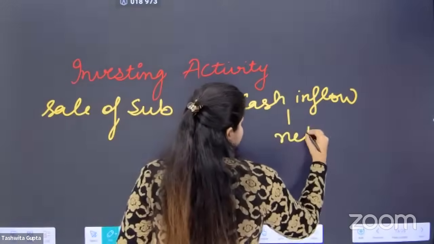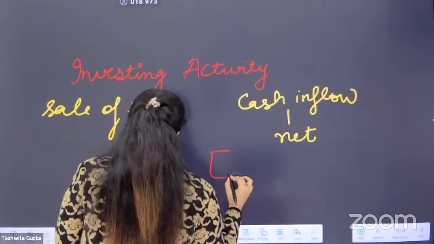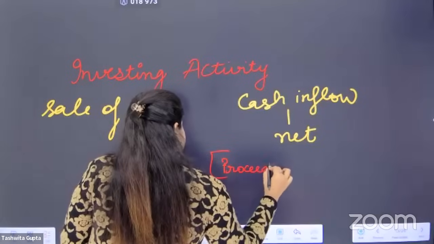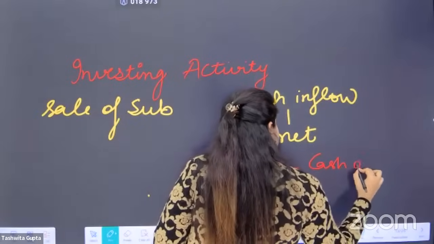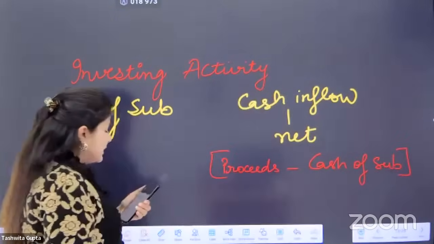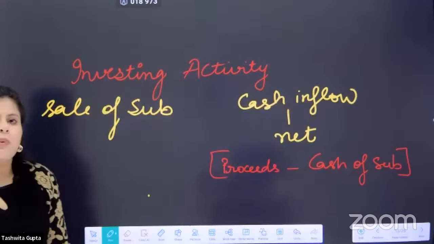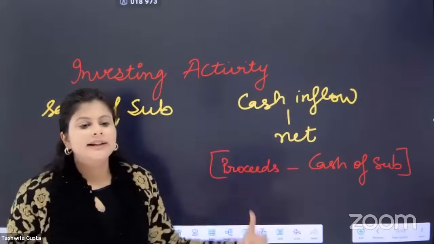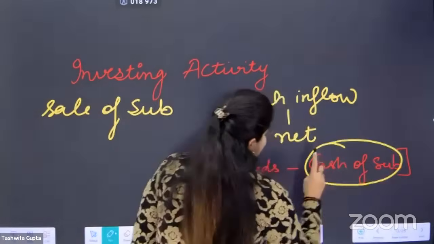What is the net amount? What were the proceeds that you've received minus the cash of subsidiary? So cash of subsidiary was also there. When the subsidiary was with us, this subsidiary was also having its own cash balance. So when we dispose that subsidiary, that cash is also going out. So I take it at net amount. But in this case, cash of subsidiary is a negative balance.